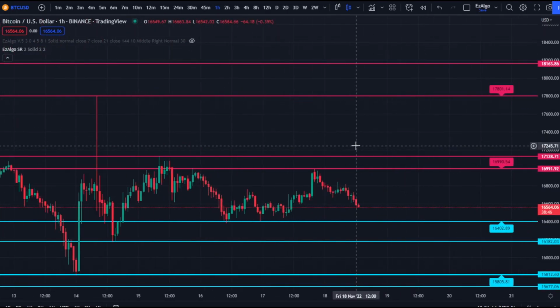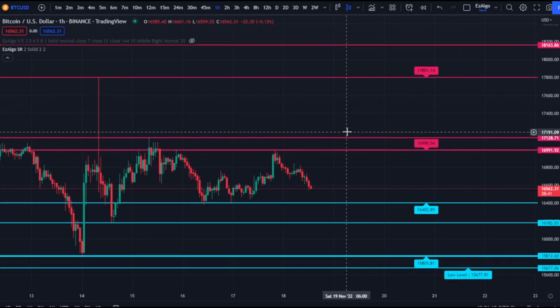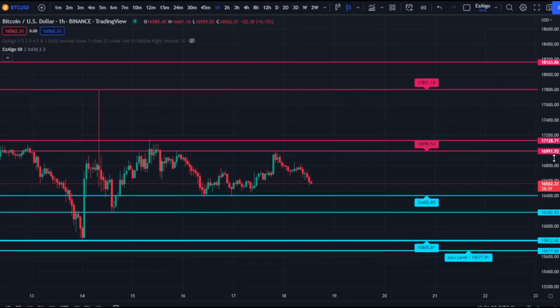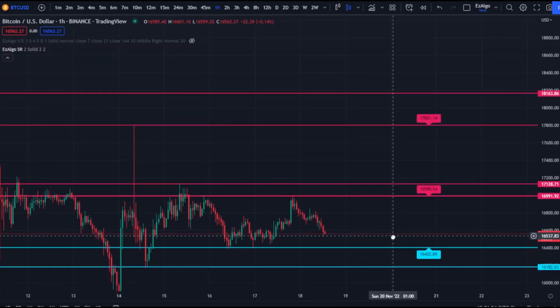But I do recommend doing it yourself, just so you know how to do it, because you don't want to rely on a certain indicator. But EzAlgo will take all the manual work away. And look at the levels that it gives, guys. It'll literally give you the levels to swing fail, right?